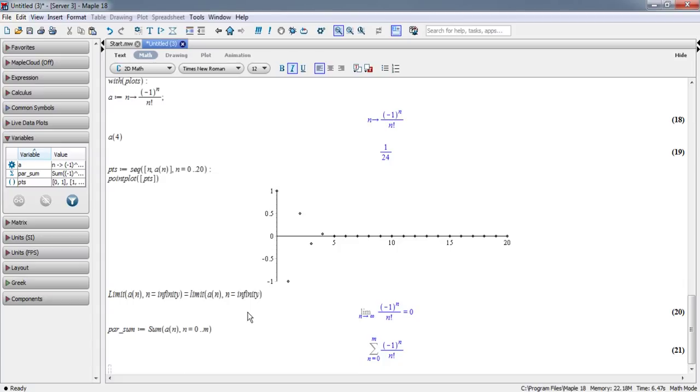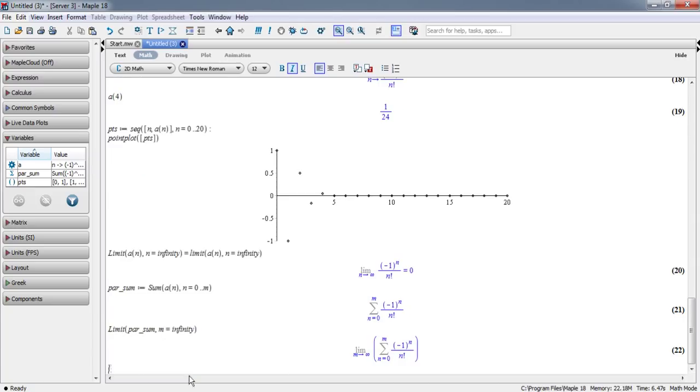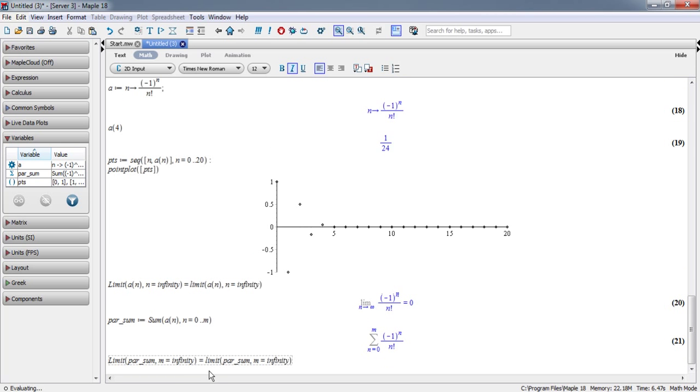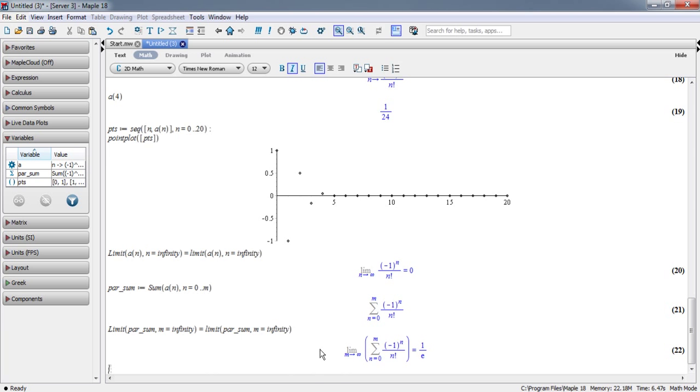Alright, now to define the full series, what would have to happen here is I'd have to have m equal to infinity. Okay, so the way we can do that again is, now I'm going to take the limit on my partial sum with m equal to infinity. Okay, and this will just show me what the limit is. And I'm going to do the same technique here. I'm just going to evaluate the limit on the right hand side. Okay, and there you have it.